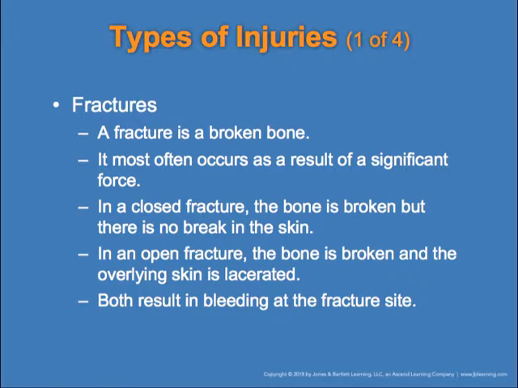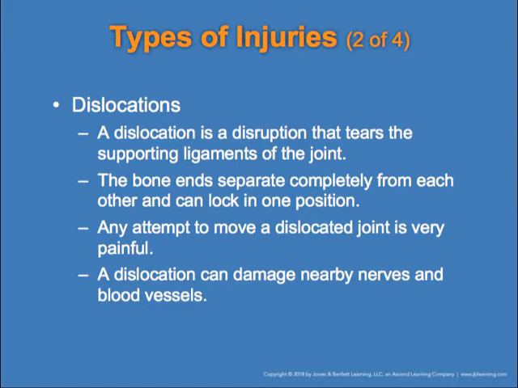Different types of injuries: fractures. A fracture is a broken bone. It most often occurs as a result of significant force. In a closed fracture, the bone is broken and there's no break in the skin. In an open fracture, the bone is broken and the underlying skin is lacerated. Both do result in bleeding at the fracture site. It just looks a little different.